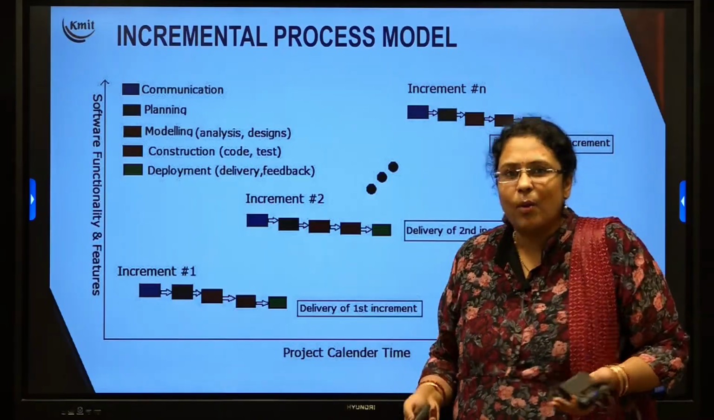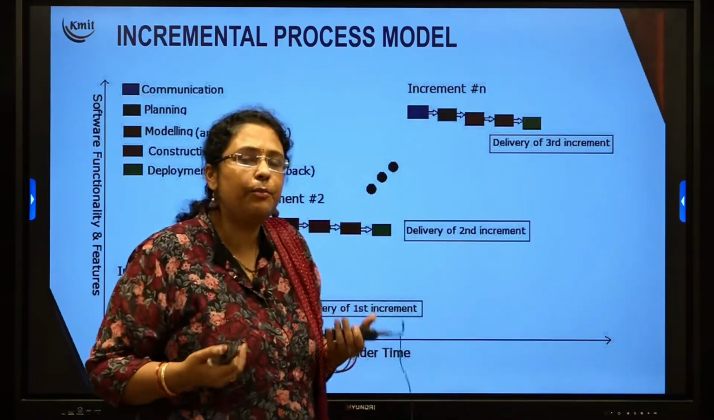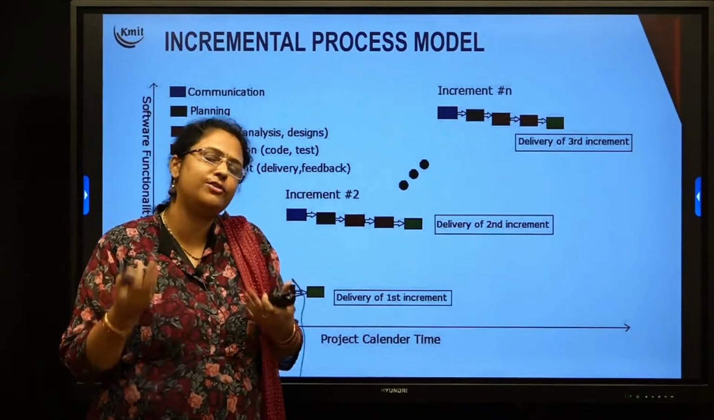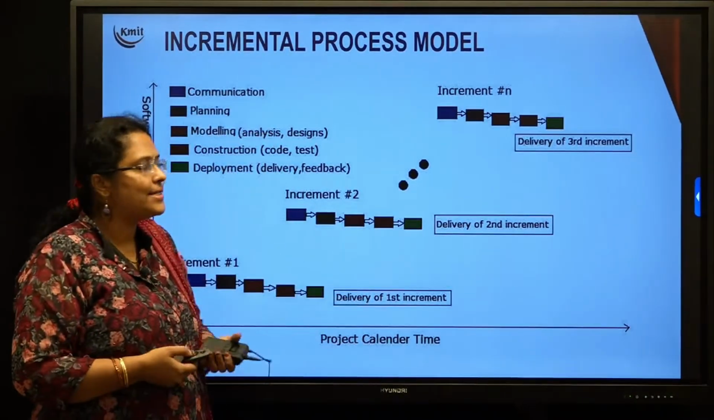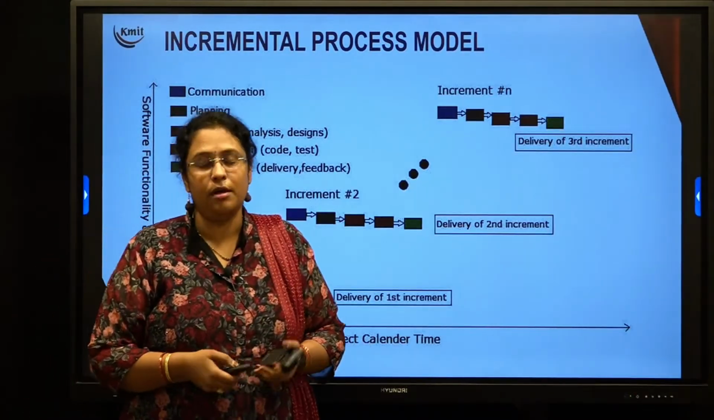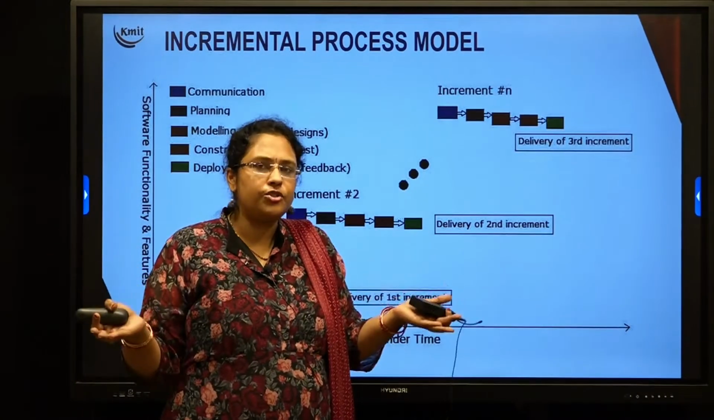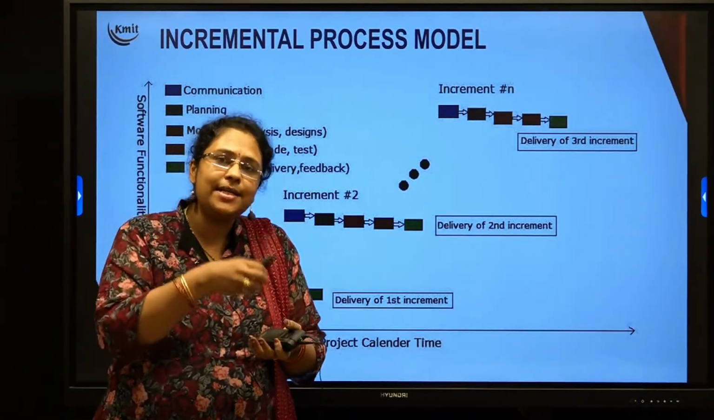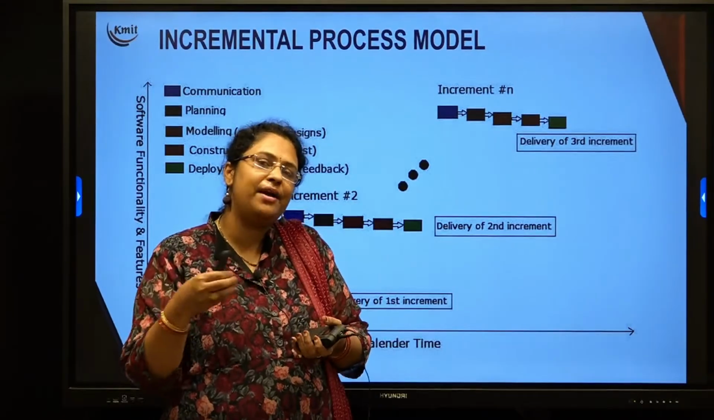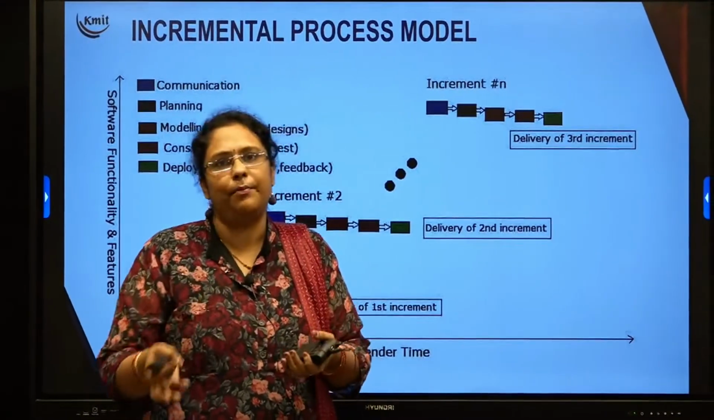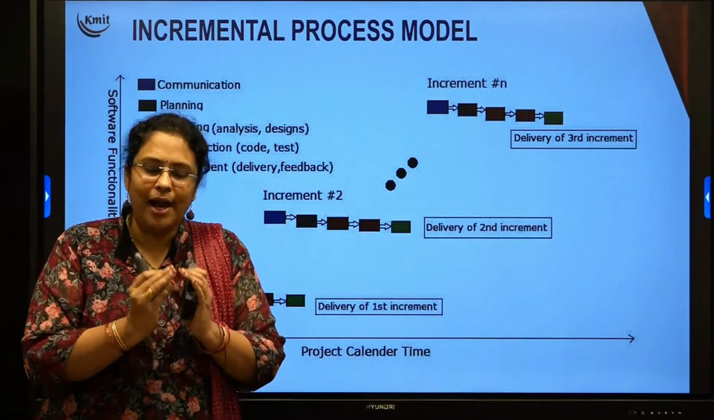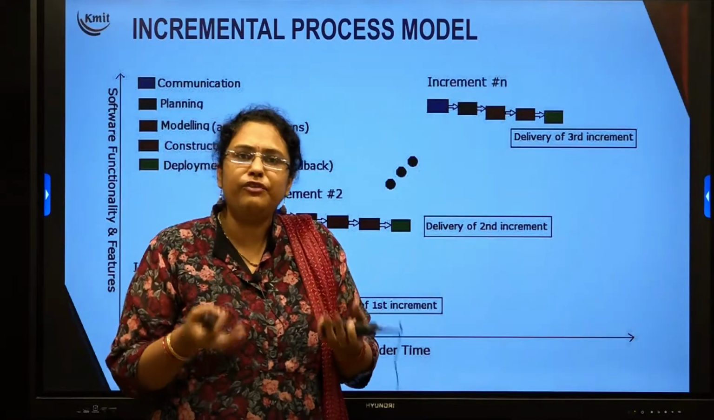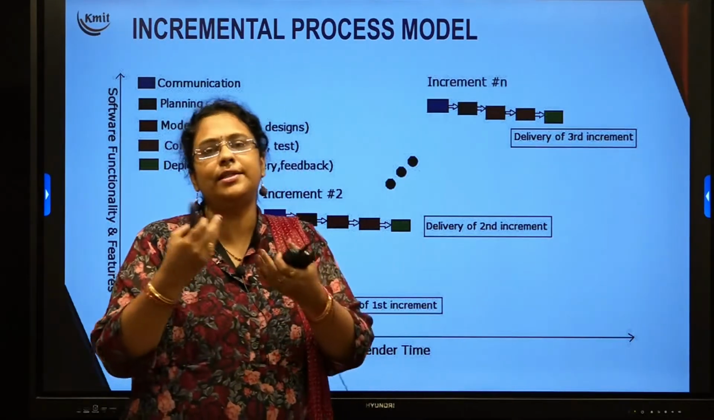Let's talk about the second one, which is called the incremental process model. This is the second version, which tries to overcome the disadvantages of the waterfall model. Let's see what exactly is happening in this model. Here you take the large project that you want to develop and divide it into small modules. These individual modules, which are independent of each other, are developed separately. You take the first module and develop it first. You deliver that module to your customer. Depending upon the feedback that your customer gives, you start with the second module.